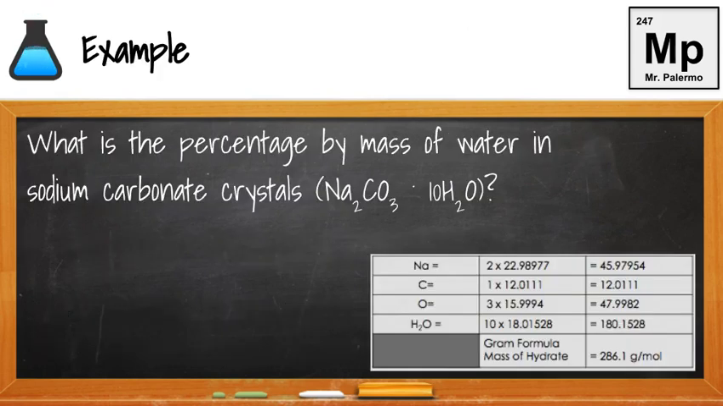What is the percentage by mass of water in sodium carbonate crystals? So here is a hydrate, and I want to find the percentage of mass of these 10 water molecules in the whole thing. So first thing we do, we find the gram formula mass of the entire thing. And so we look up sodium, carbon, oxygen, and we look up oxygen and hydrogen and water, which equals 18 grams. And there are 10 of those. And I add up the whole thing, and I get a gram formula mass of 286.1 grams per mole for the mass of this entire substance.